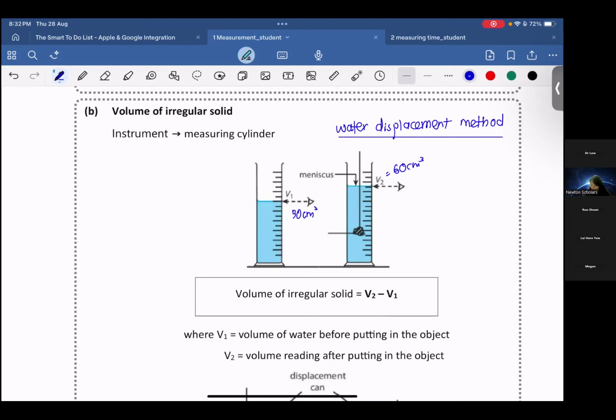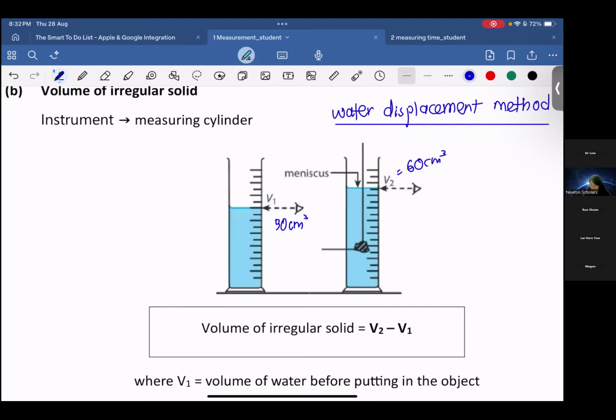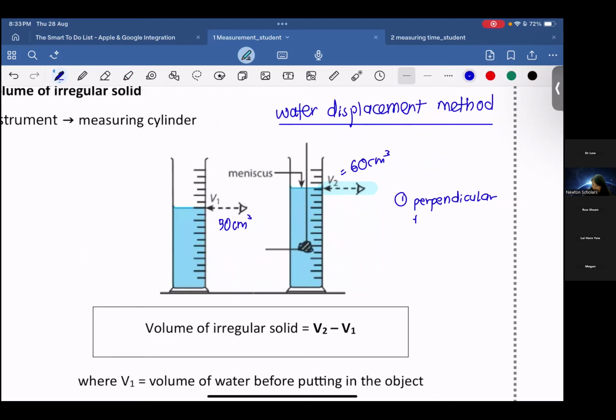Okay, so one more thing I want to emphasize here is, can you see the position of the eyes? At here, the eye is perpendicular to the scale of the measuring cylinder. Okay, 90 degrees to the scales. Can you see that? 90 degrees. So this is the correct position.